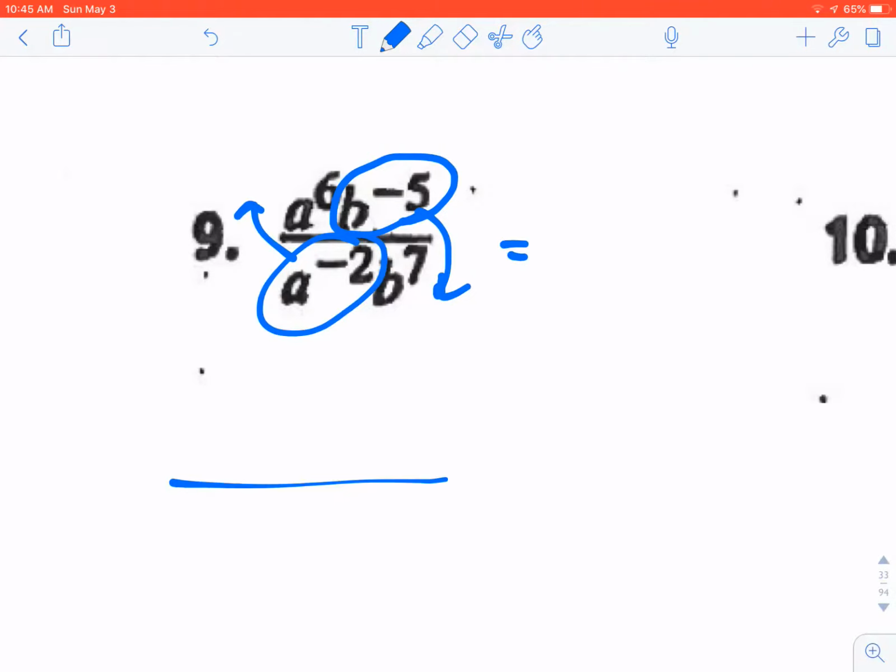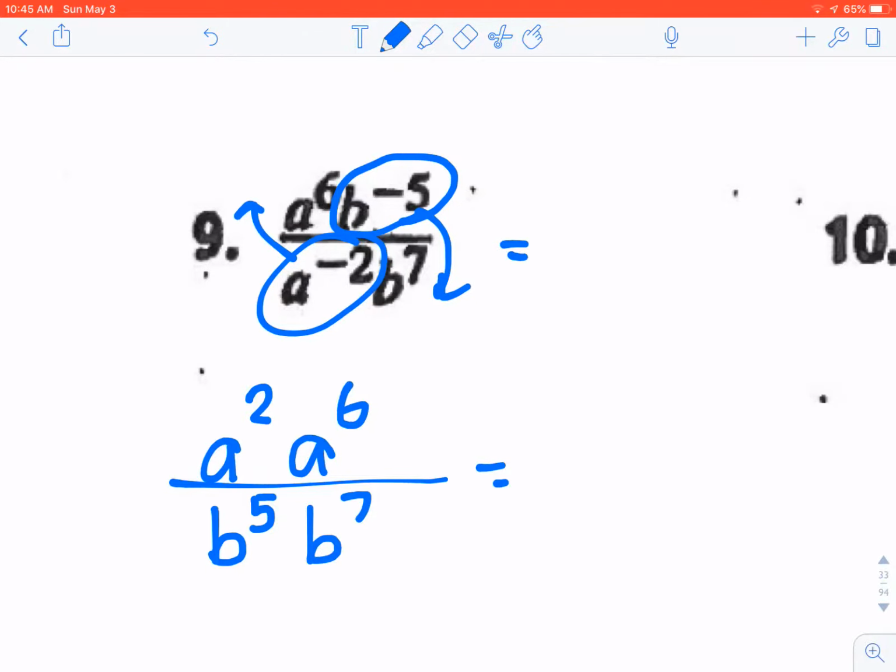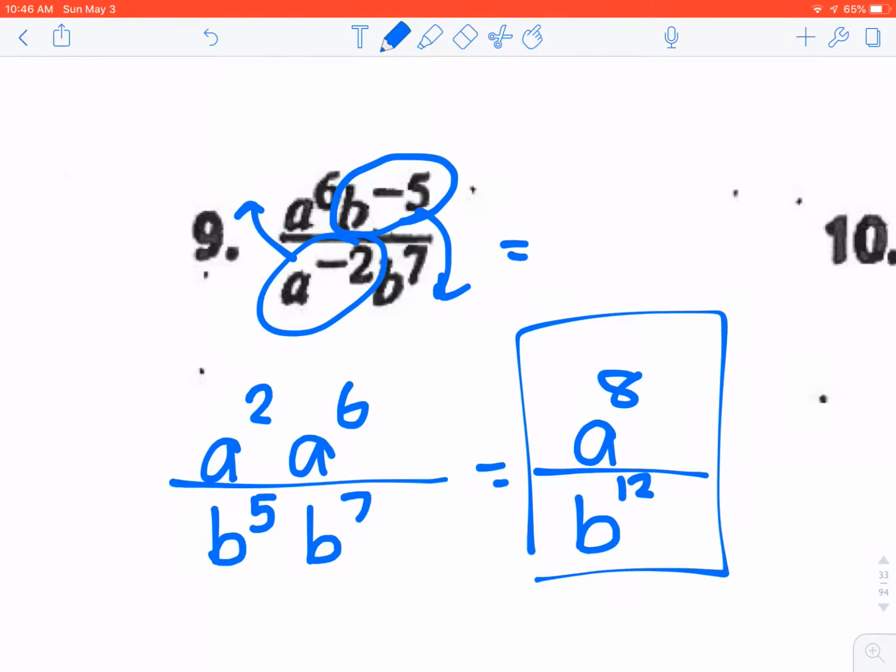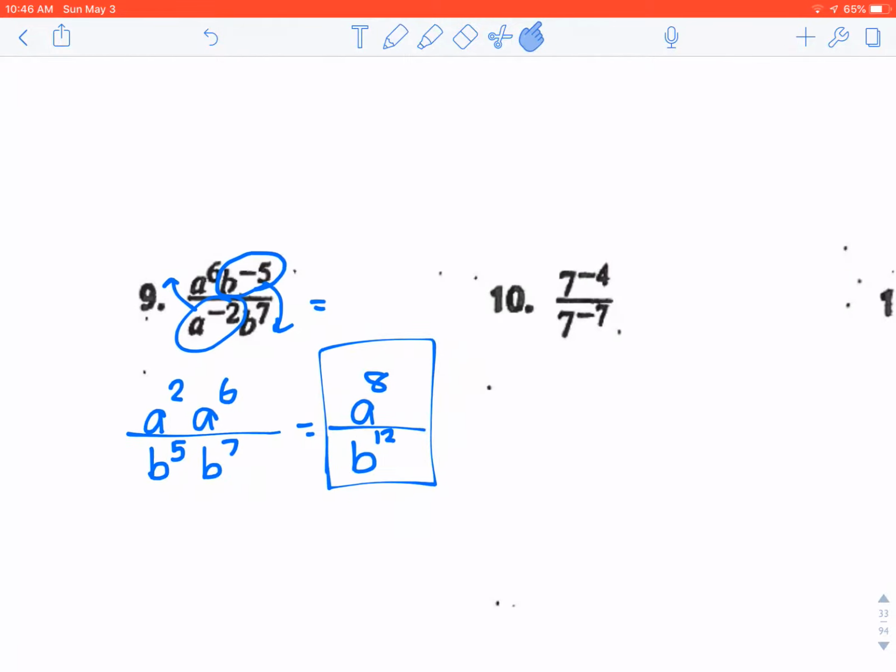Okay, so that a to the 2nd goes on top. A to the 6th is already there, so keep it there. Move b to the 5th to the bottom. Keep b to the 7th on the bottom. All right, so now negative exponents are taken care of. We're just simplifying. When you multiply same base, we're adding exponents. So your top, 2 plus 6 is 8. And then the bottom, b to the 5th, b to the 7th, gives you b to the 12th. Okay? You know you're done because the bases are different and we don't have any negative exponents.